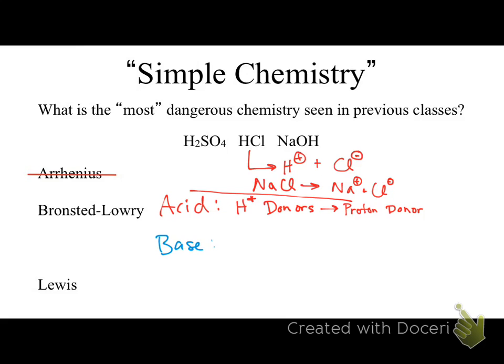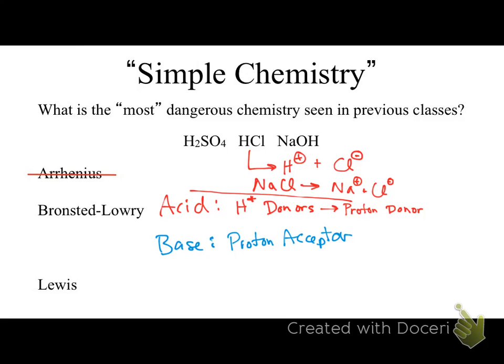Okay? Acids and bases are opposites of each other. So what do you think a base is going to do? It's going to accept a proton. So we're looking at a proton acceptor. Whenever I say acids and bases in class, I'm typically referring to the Bronsted-Lowry definition. So we're looking at hydrogen ions being transferred back and forth.